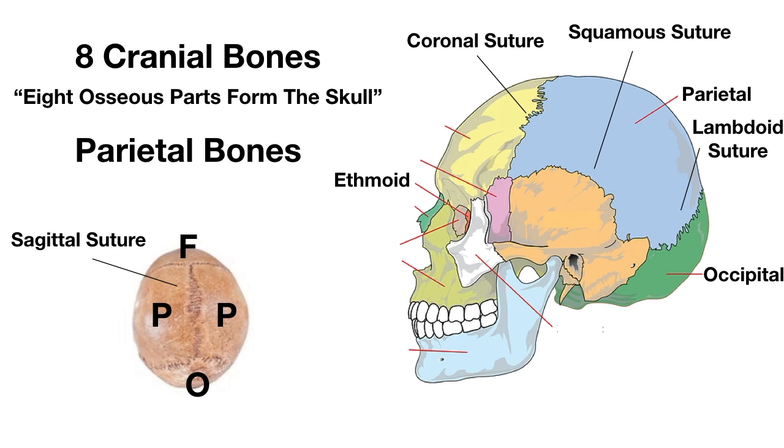And then just for summary, we can see that we have the coronal suture in the anterior aspect, and this connects the parietal bones to the frontal bone. And then we have the lambdoid suture in the posterior aspect, and this connects the parietal bones to the occipital bone.